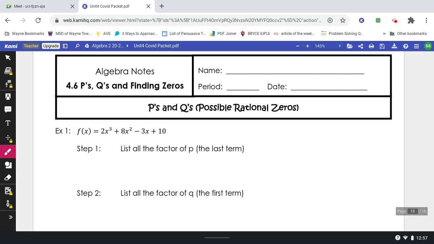Example number 1, you have your polynomial function at the top. Your first step is to list all the factors of P. P is going to be the last term. So right here, positive 10 is our P value. So we need all the factors or things that multiply to make P. That's 1 times 10 and 2 times 5.